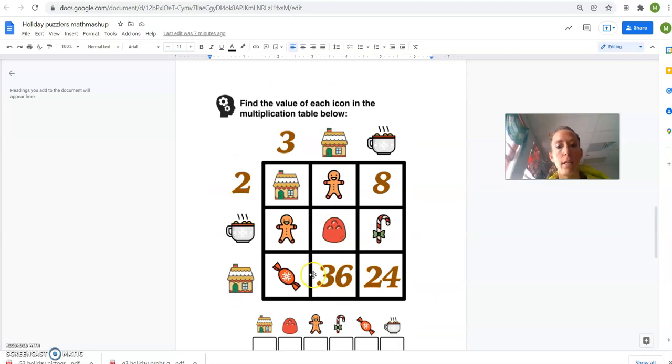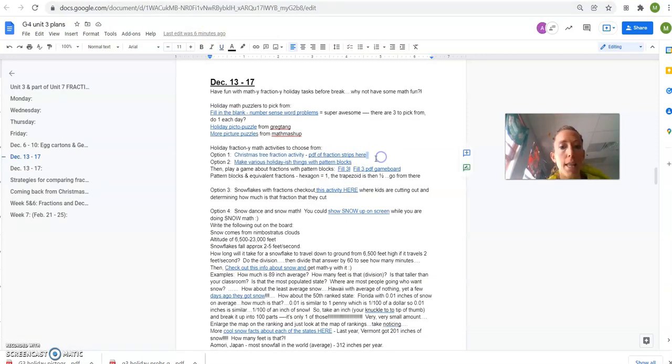I even have one that looks like this, multiplication table. So for example, on this one, I could start with 3 times 2 is 6. So now I know the gingerbread house is 6. And if I know the gingerbread house is 6, then 6 times 3 gives me this little candy right here. So there you go. Those are some fun ones to do throughout the week. And then some ideas for some fractiony math activities.